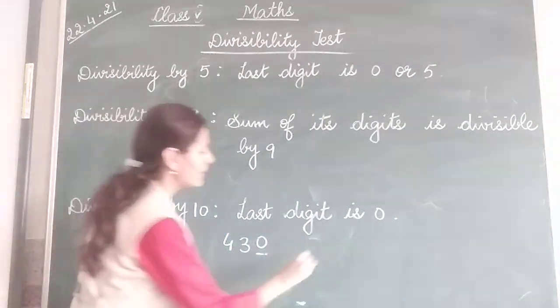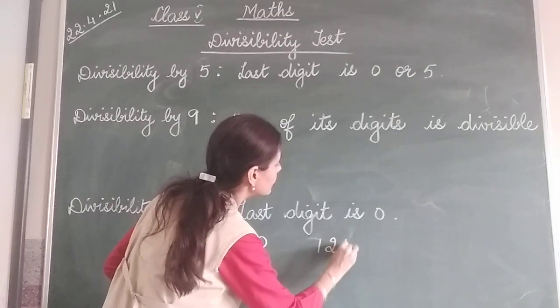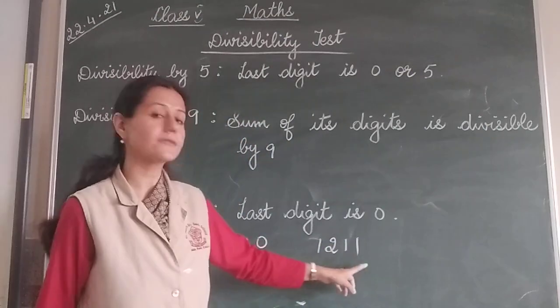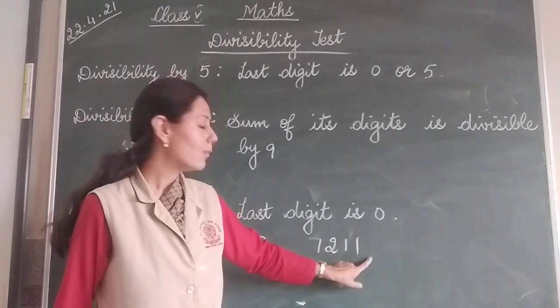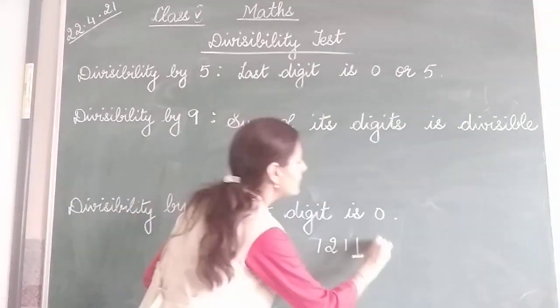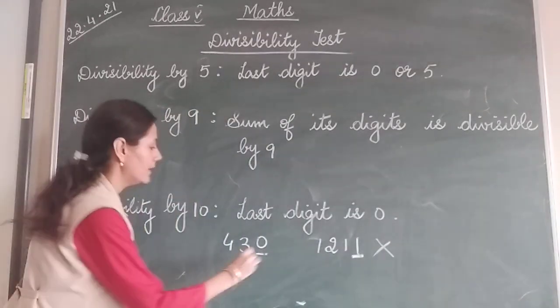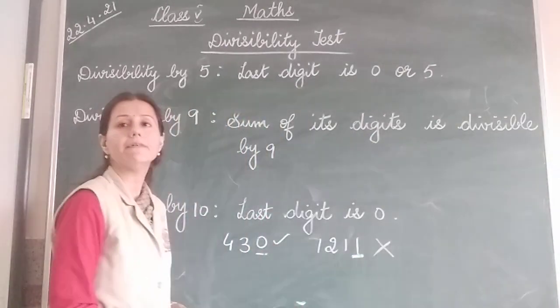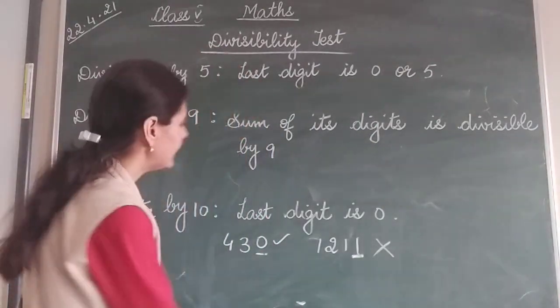Let us take some other example, beta. 1211. Okay, let us take this number, 1211. What is the last digit? 1. So this number will not be divisible by 10. 430 will be divisible by 10. 1211 will not be divisible by 10.